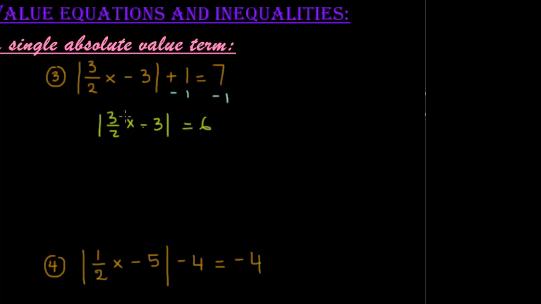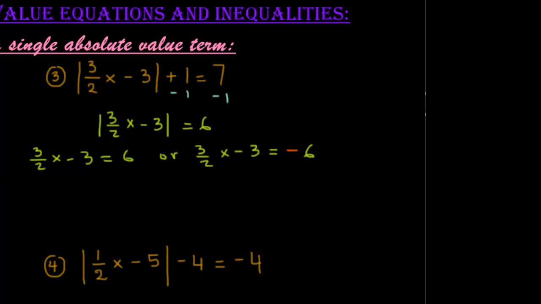Since the absolute value is already by itself, what I'm going to do is break it down into 2 equations. The first one is 3/2 x minus 3 equal to 6. The second one is, or, 3/2 x minus 3 equal to negative 6. This problem looks quite familiar. We have those 6 before.